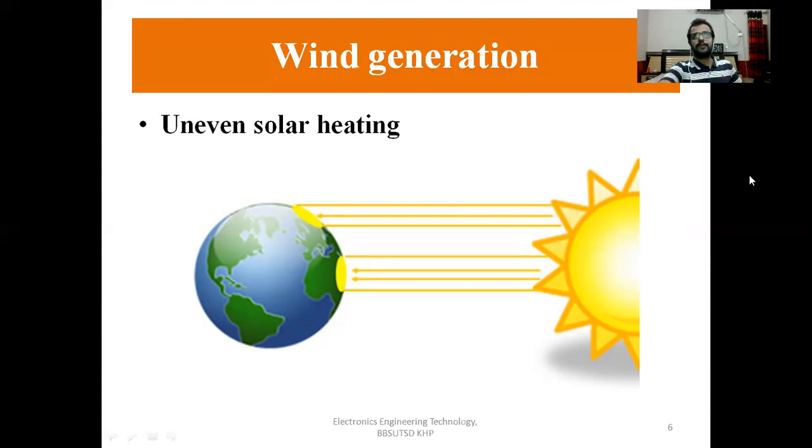Among all factors affecting wind generation, the uneven solar heating on the Earth's surface is the most important and critical one. The unevenness of the solar radiation can be attributed to four reasons. So uneven solar heating is due to four main reasons, and due to that, wind generates. So wind generation is dependent upon the uneven solar heating. There are four reasons. First is that the earth is a sphere, as shown in this figure.